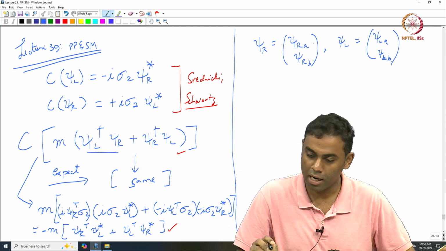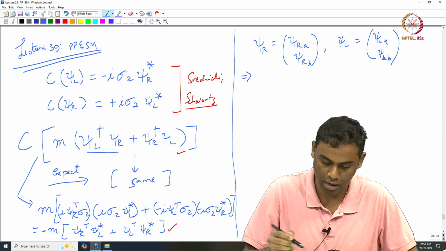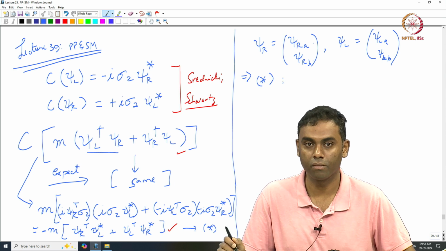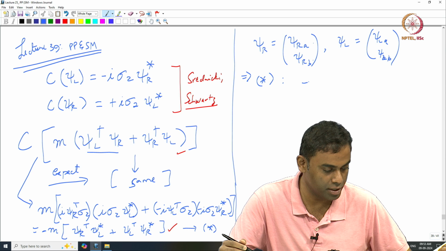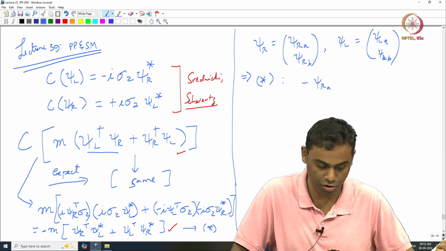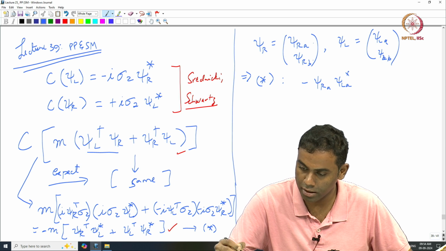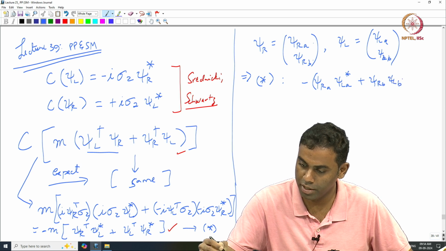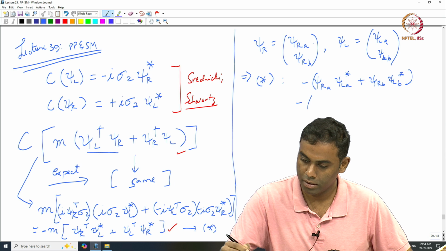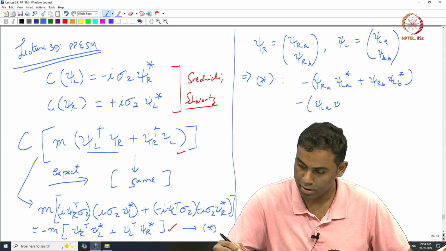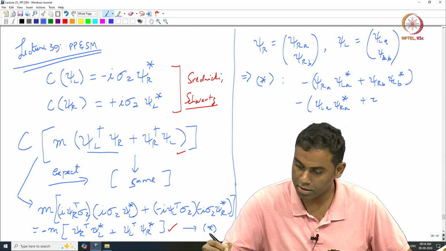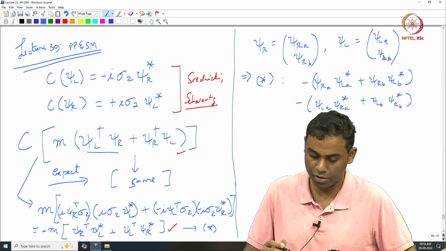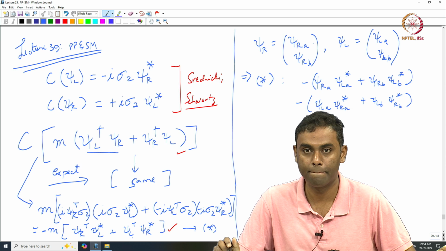If I do that, let us call this equation star. Then the equation star is nothing but, I am just going to simply expand what is in there. Do you agree that there is a transpose? So, it is psi r a, psi l a star plus psi r b, psi l b star and psi l a, psi r a star plus psi l b, psi r b star. Simple, right? Just took the transpose and multiply.